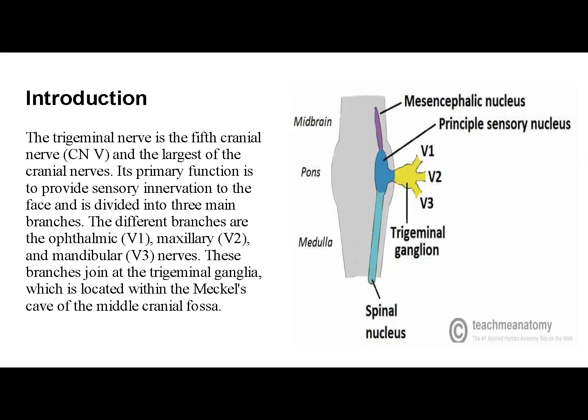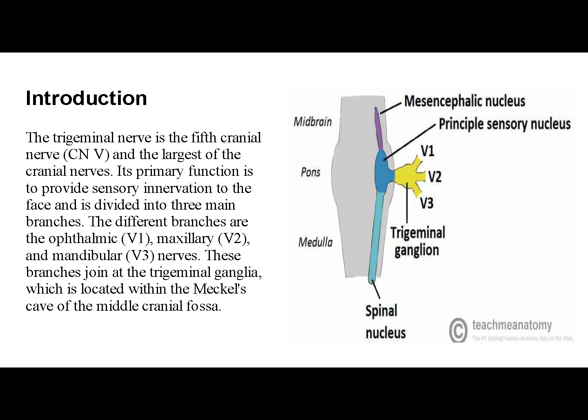So the trigeminal nerve is the fifth cranial nerve and it is largest of them all. Its primary function is to provide sensory innervations to the face and is divided into three branches. First is the ophthalmic, which is referred to as V1, maxillary, which is V2, and mandibular, which is V3.